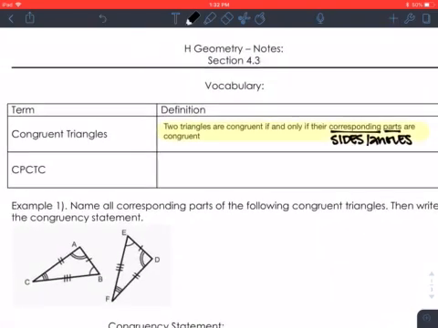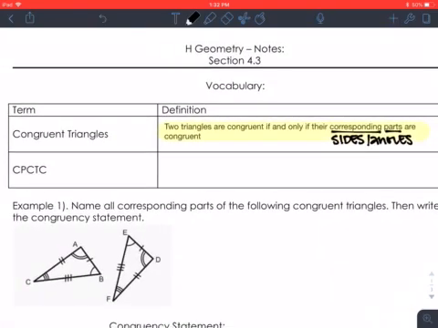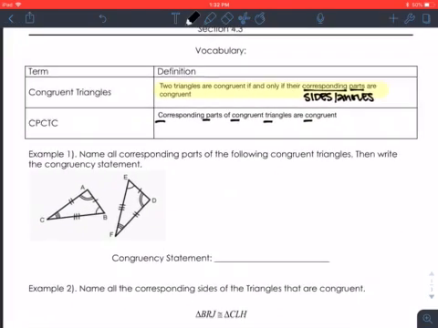Now, our next term, CPCTC, is a mnemonic device. We're going to use this quite a bit in our proofs within this chapter. What that stands for is corresponding parts of congruent triangles are congruent, which means that if you prove that two triangles are congruent, then you can say that the corresponding parts, or the sides and angles of those two triangles, are congruent. So let's break that down.